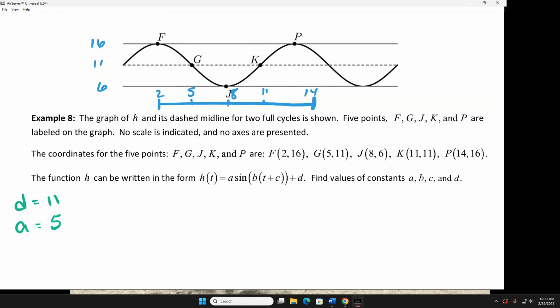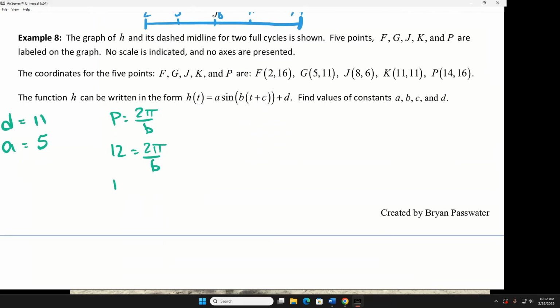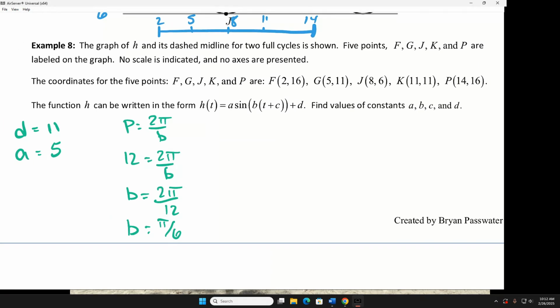Okay, and then to find B, remember that the period is equal to 2 pi over B. And the period is going to be the distance between maximums. The distance between our maximums, what is that distance? 12. Okay, and then in this case, we can just switch B and 12. And B is going to be pi over 6. All right, so those are things we've done several times today.